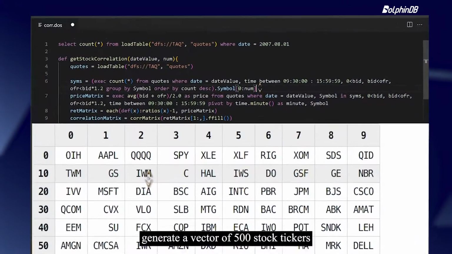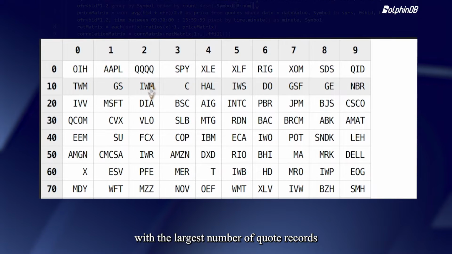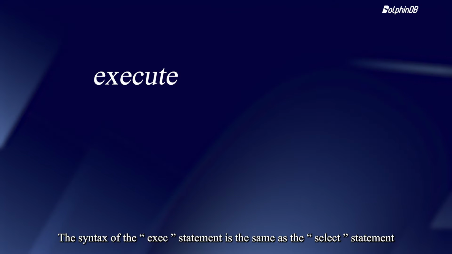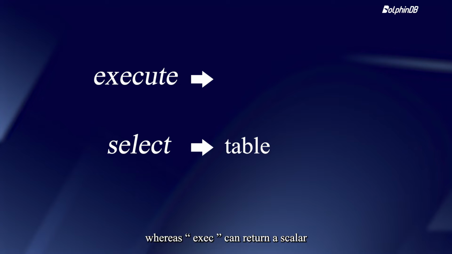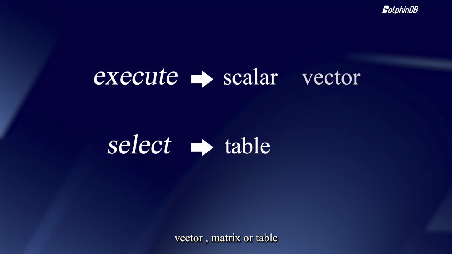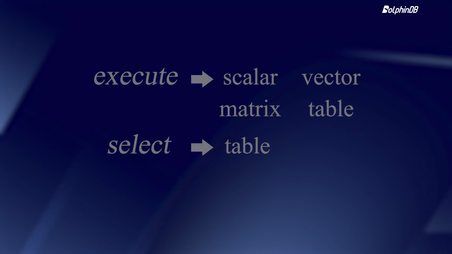First, generate a vector of 500 stock tickers with the largest number of quote records. The syntax of the exec statement is the same as the select statement, except that select always returns a table, whereas exec can return a scalar, vector, matrix, or table, which is more convenient for certain operations.